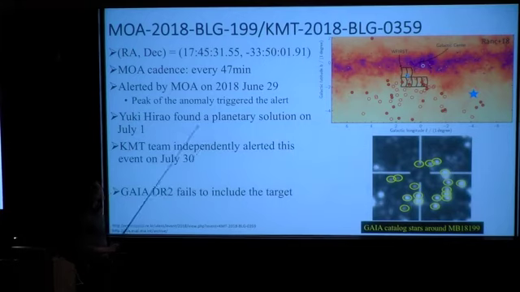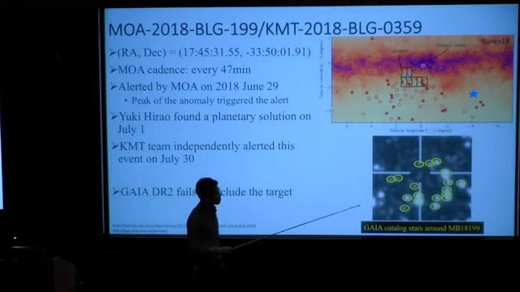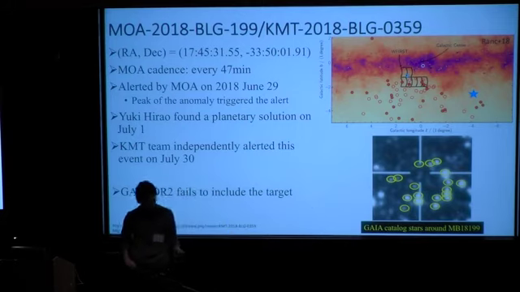This event was alerted by MOA on 2018 June 29th. The peak of the planetary anomaly actually triggered the microlensing alert. Two days later, Yuki Hirao found a planetary solution for this event. The KMT team also independently alerted this event on July 30. I also checked the Gaia DR2 catalog. Here is a finding chart of this event, and the yellow circles show stars in the Gaia catalog, but the target star is not included in the Gaia catalog.